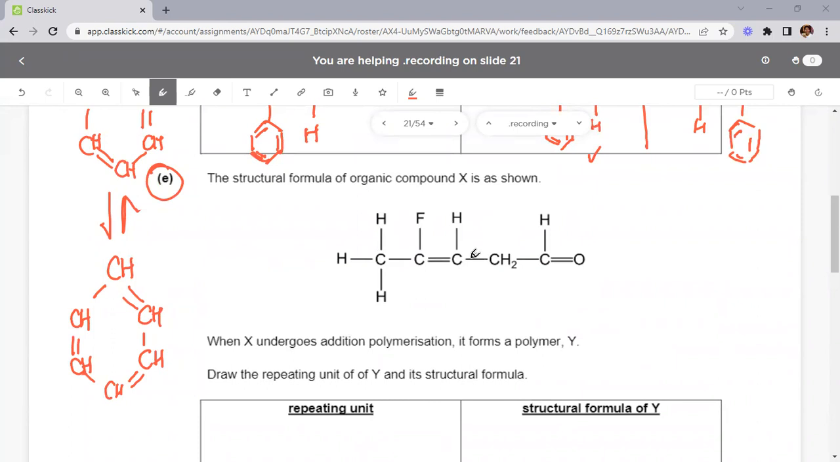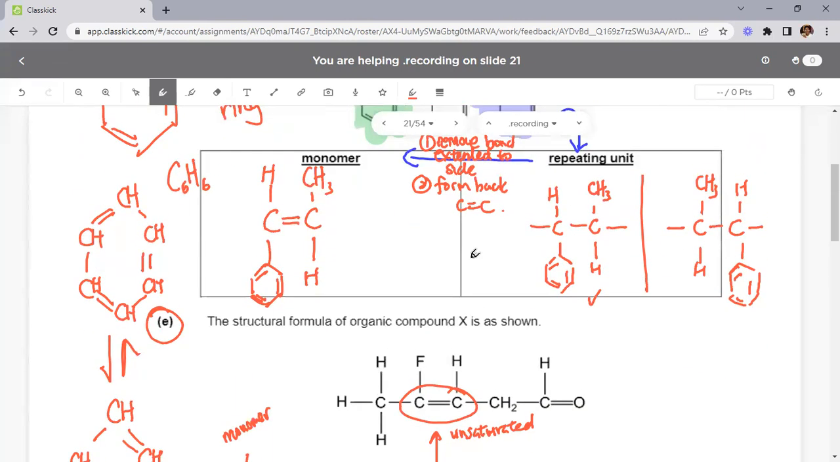If you look at this whole thing here, if I ask you to do the repeating unit and the structural formula, I tell you, sure very difficult. So let me explain the first question first. The structural formula of organic compound X is as shown, so it looks like this. You can see here, there's a C double bond C. So this is actually where your unsaturated part comes in. You know that for it to undergo addition polymerization, your focus will be over here. So X undergoes addition polymerization to form the polymer Y. So Y is the polymer. X, because it undergoes addition polymerization, must be the monomer. So what we have here is the monomer.